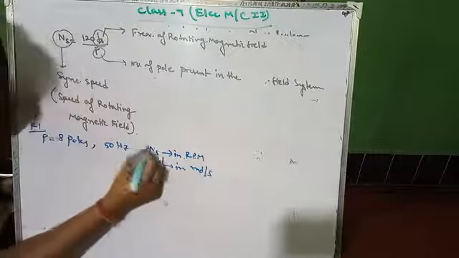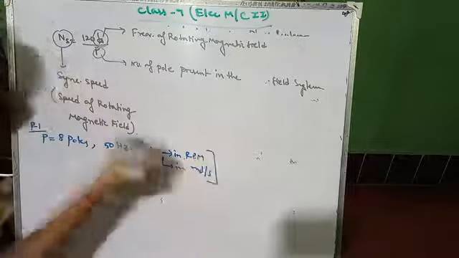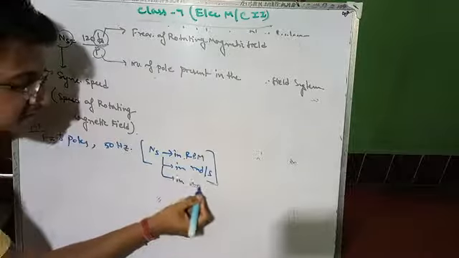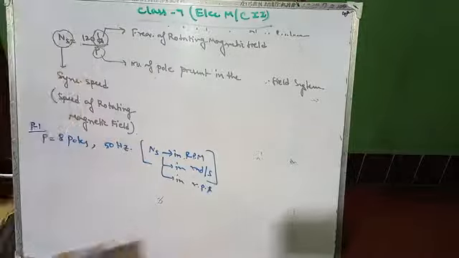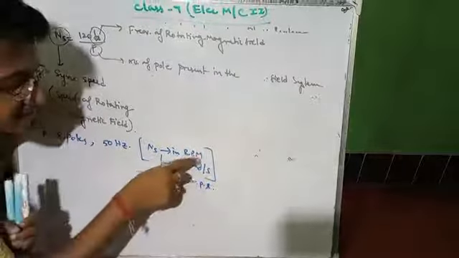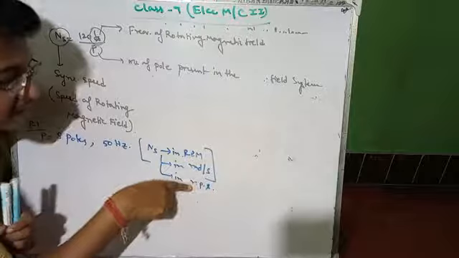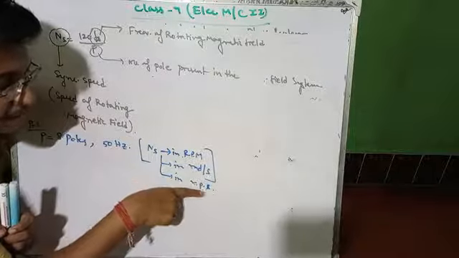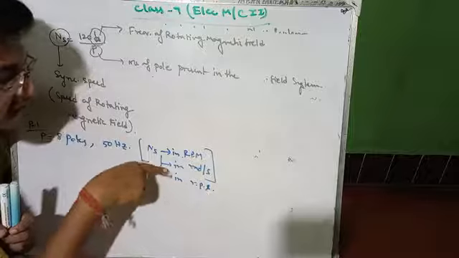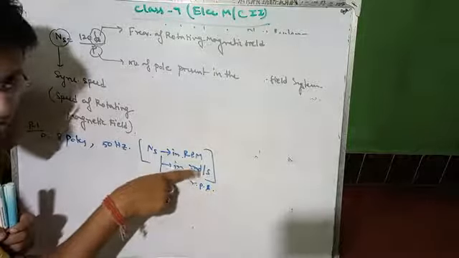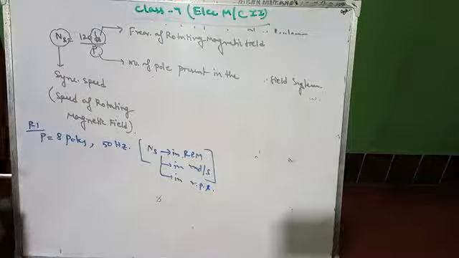So you have to find this Ns in RPM also and rad per second, and also in RPS. See, for RPM I have written in capital, and for RPS I have written RPS, that is rotation per second. Rad per second is one of the units. So these 3 units are basically used in solving the Ns.